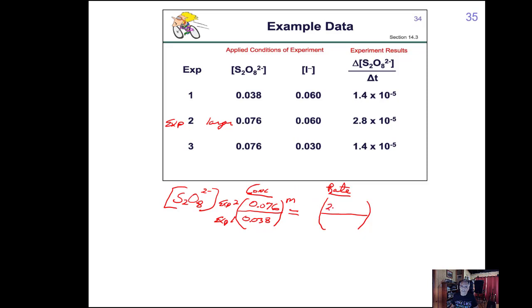So that's going to be 2.8 times 10 to the minus 5. And this, I believe, is going to be in molar per second. And then down here for experiment 1, 1.4 times 10 to the minus 5. And then we just do the math. And so 0.076 divided by 0.038 is 2 to the m power, and that's going to equal 2.8. Since the exponents are the same, it's just 2.8 divided by 1.4, which is 2.